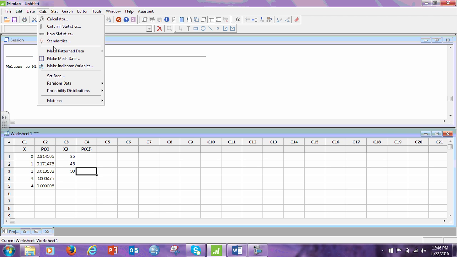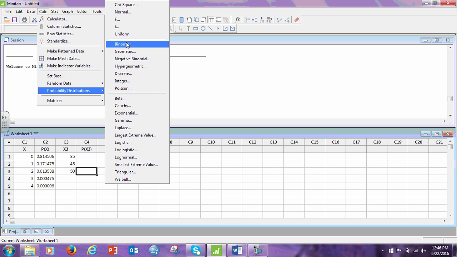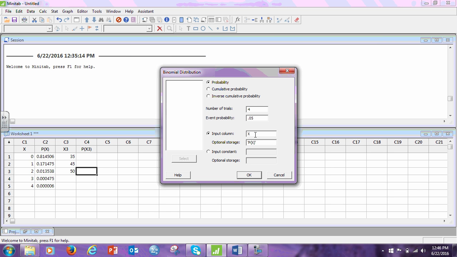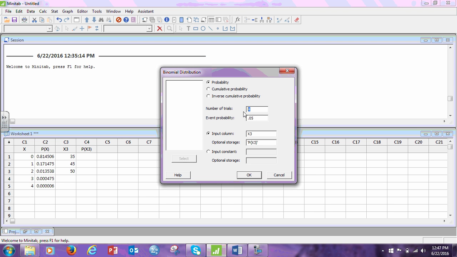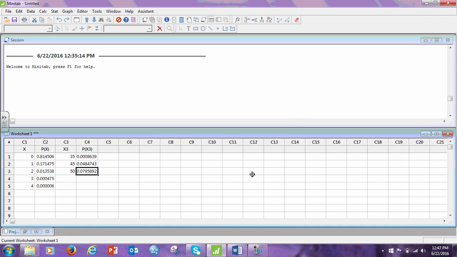We go to Calc, Probability Distributions, Binomial. This time, my input column C3 is X3 and C4 is my optional storage. You read in the problem that n is 100 and p is 0.5, so let's make those changes. n in this case is 100 and p is 0.5. Click OK, and there are the answers. Just copy them onto your lab.